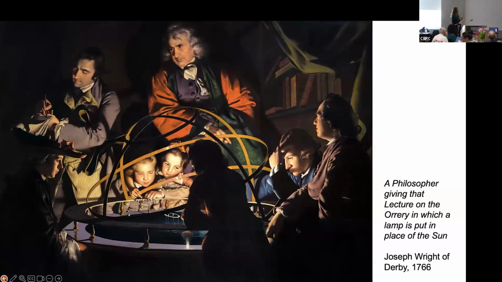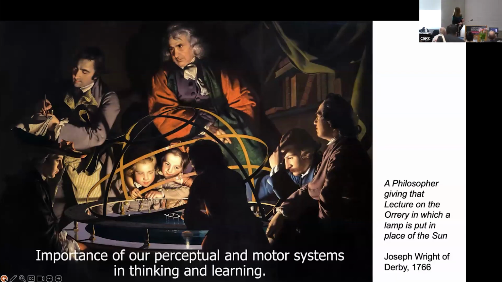You see the people around it in the process of creating insights, in the process of learning and discovering things. And it really highlights for me the importance of the perceptual and motor systems in thinking and learning, because around this artifact, which is called an orrery, a tangible artifact that represents a model of how the planets move around the sun in our solar system, the people around it, adults and children alike, are using it to grow their knowledge about this phenomenon.